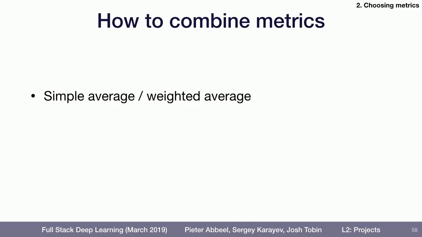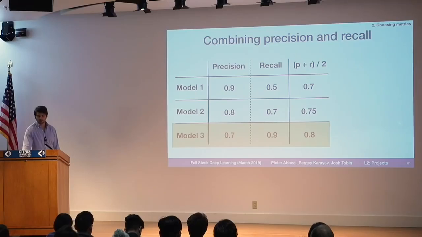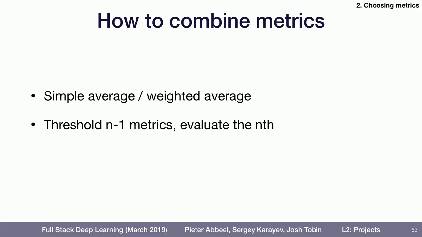And so how might we combine metrics? There's a few strategies. The simplest is just to average the values of the metrics. And so if we do that here, then we see model 3 is the best, because it has the highest average of precision and recall. That's actually not normally done for precision and recall. And we'll talk about some more specific strategies.